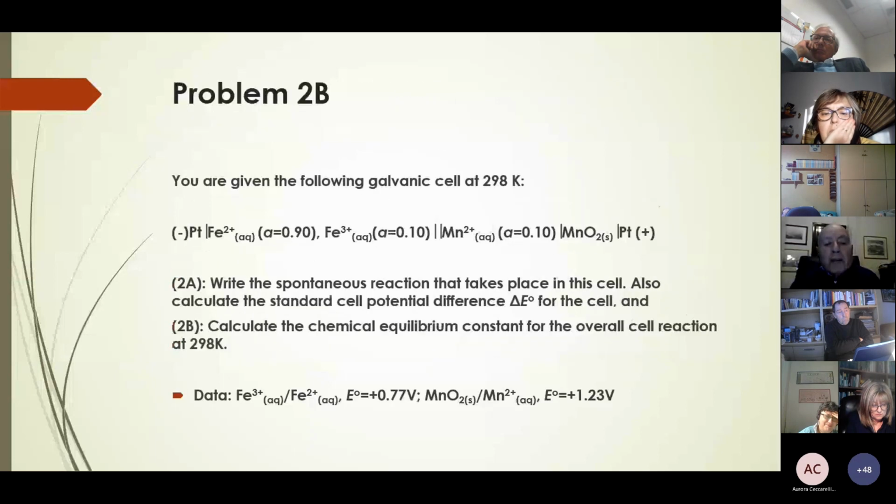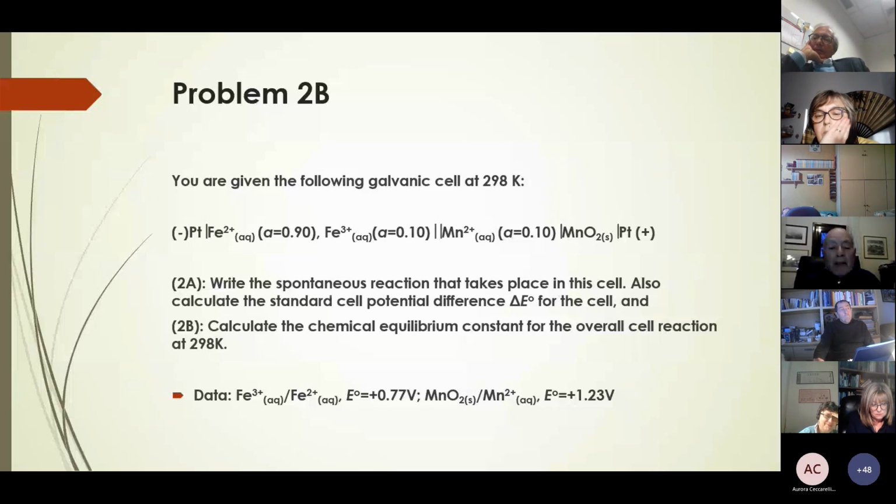Here, I give you an example of a problem. We are given this galvanic cell at a temperature of 298 degrees Kelvin. And the questions are, question 1, write the spontaneous reaction that takes place in the cell. Also calculate the standard cell potential difference for the cell. And question 2, calculate the chemical equilibrium constant for the overall cell reaction at 298 Kelvin.